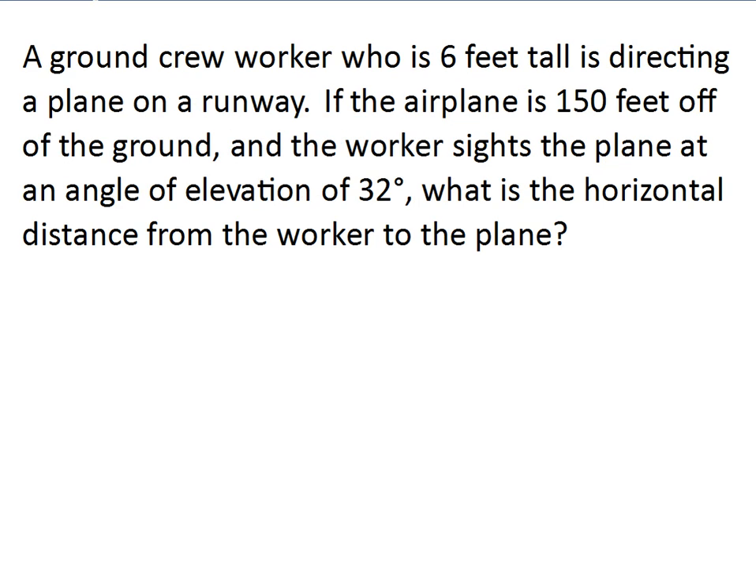A ground crew worker who is 6 feet tall is directing a plane on a runway. If the airplane is 150 feet off the ground, and the worker sights the plane at an angle of elevation of 32 degrees, what is the horizontal distance from the worker to the plane? Now when you're doing these problems, the first thing you need to do is draw yourself a right triangle.